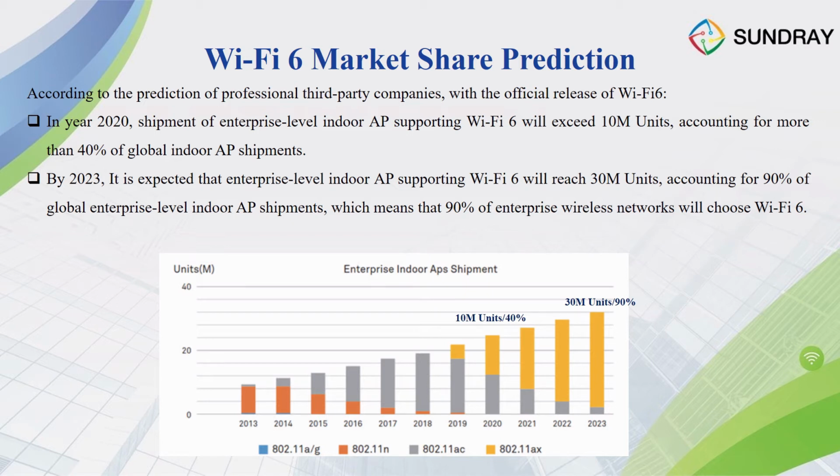A lot of the projects are waiting to use these products. You can see that in the year 2020, these are the predictions from third-party companies, maybe IDC. I'm not sure of the name here, but it is a very professional prediction. You can see that in 2020, the shipment of enterprise-level indoor APs supporting Wi-Fi 6 will exceed 10 million units. That will account for more than 40% of global indoor AP shipments.